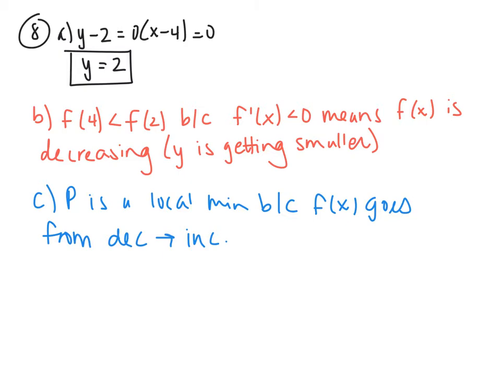Part C gives us that the function is increasing from 4 to 7, and we want to know what we can say about P. Well, if our function goes from decreasing to increasing at x equals 4, then x equals 4, or point P, is a local minimum.